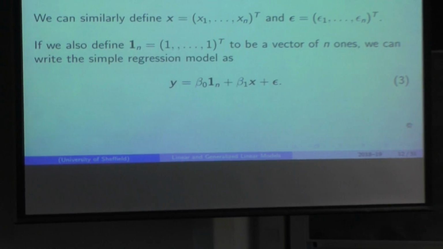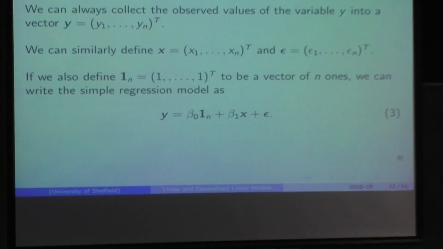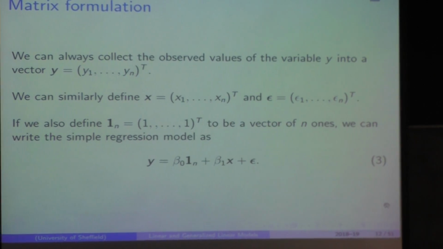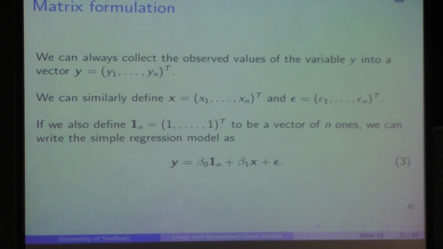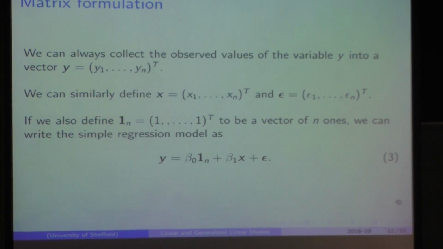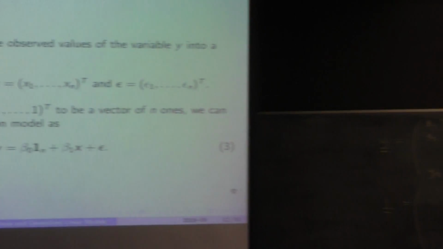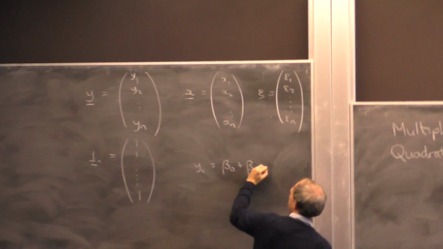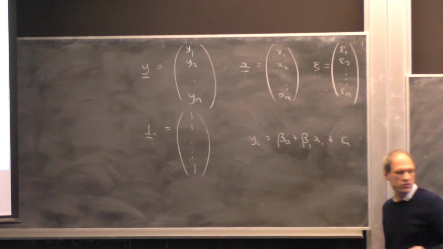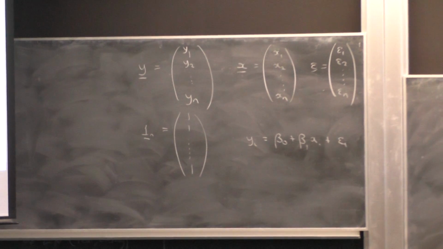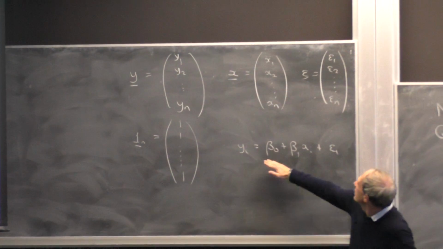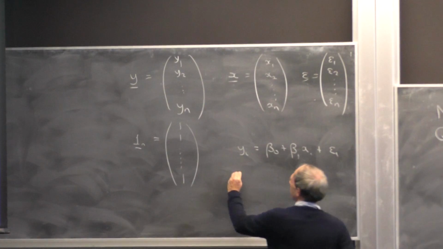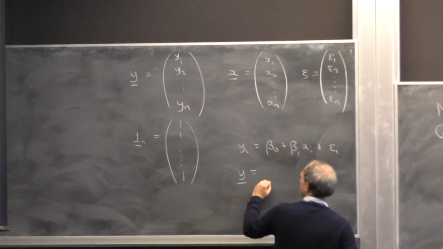Every entry in it is a 1. Okay? So 1n here is a column vector, all of whose entries are 1. So if we define these vectors like this, then we can see that the simple linear regression, so remember the simple linear regression is just yi is beta naught plus beta 1 xi plus epsilon i, so that's a simple linear regression.